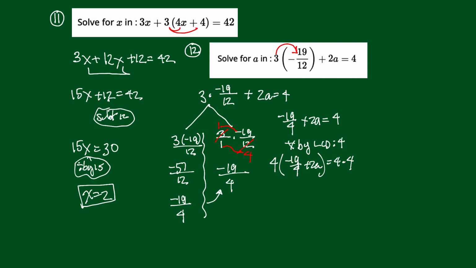Now this is a step that I think you can skip. I'll put it in our heads, but this is what I'm thinking. And now look what happens. You get 4 times negative 19 over 4 plus 4 times 2a equals 4 times 4.